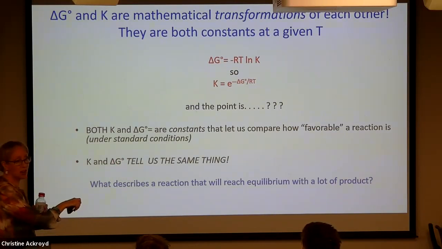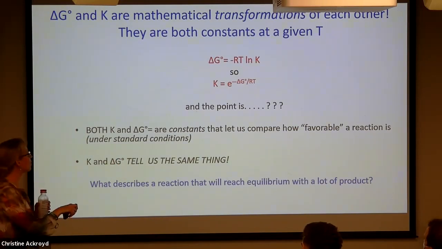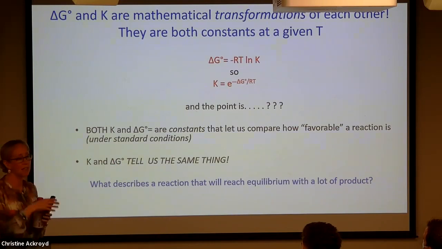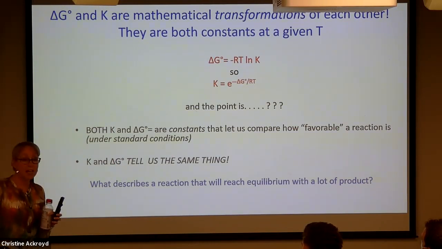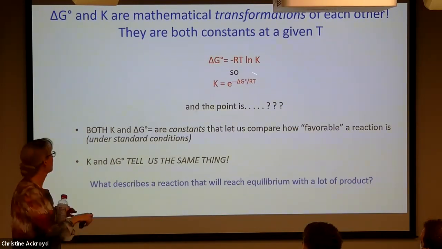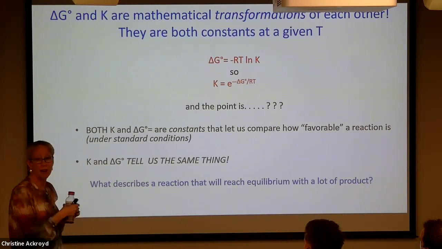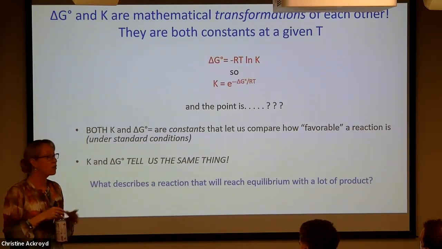What's the sign of delta G naught? Negative. If you have a small K less than 1, take the natural log of that. What's the sign of the resulting value? Negative. You take the natural log of a fraction less than 1, then the sign of that is going to be negative. So what will the sign of delta G naught be? Positive.